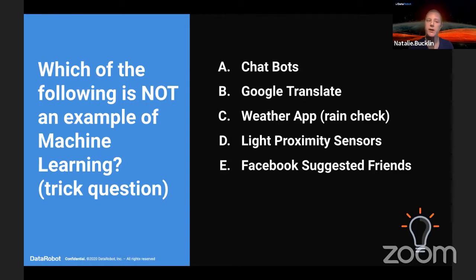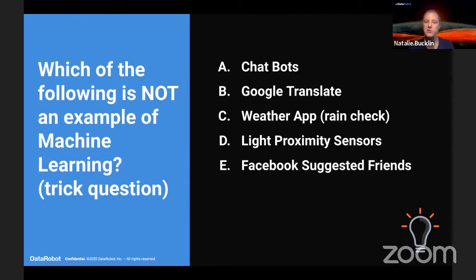So we have another question, and this question is, which of the following is not an example of machine learning? Again, which of these is not an example of machine learning? Is it chatbots? Is it Google Translate? A weather app, such as when it tells you the probability that it's going to rain? A light proximity sensor, or Facebook suggested friends. You know that sometimes if you use Facebook, when you log in, it will recommend people that could be your friends. So which one of these is not an example of machine learning? Let's wait a little bit for that answer to come in.